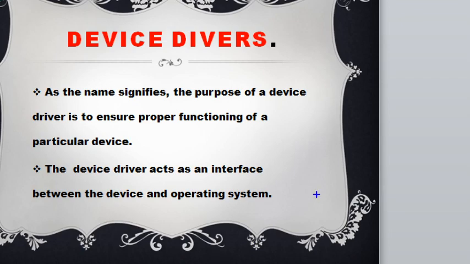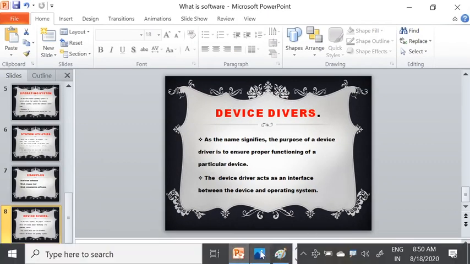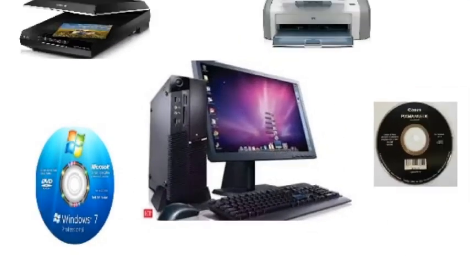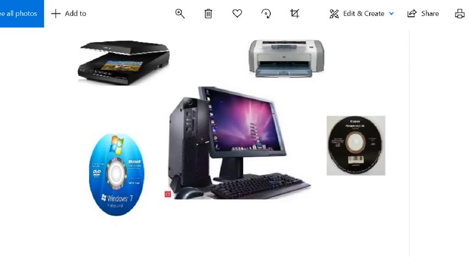See here, this is the computer. To start this computer, compulsorily I have to install Windows. That means this is operating system software. Yes, I have installed this. Now I am doing work on my computer. After some days, what happened? I have purchased a printer. After some days, I have purchased a scanner.